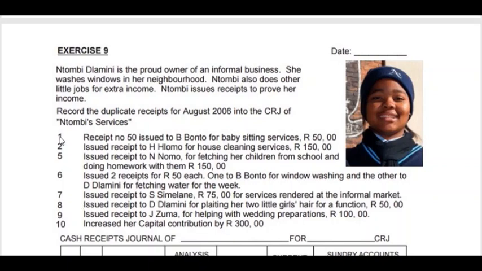The first transaction took place on the 1st of August. It says receipt number 50 issued to B Bontu for babysitting services, 50 Rand.